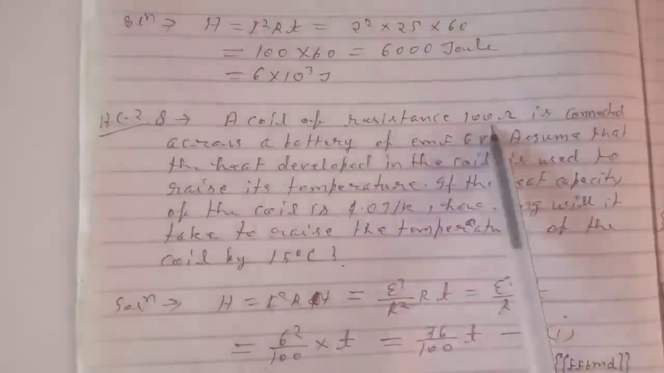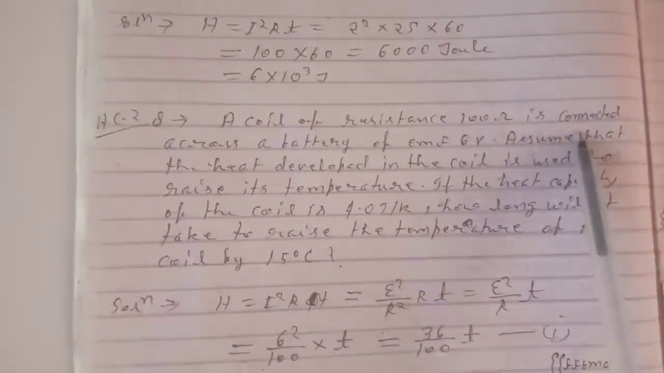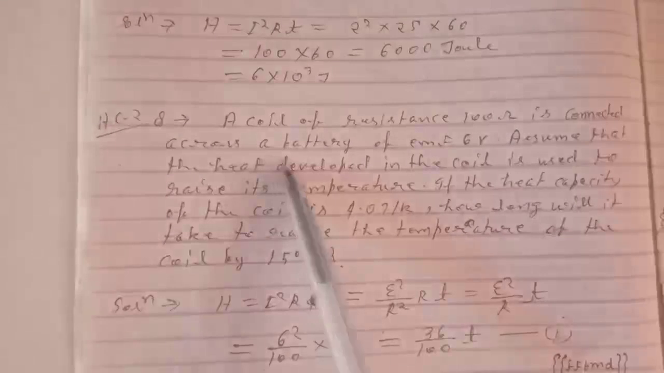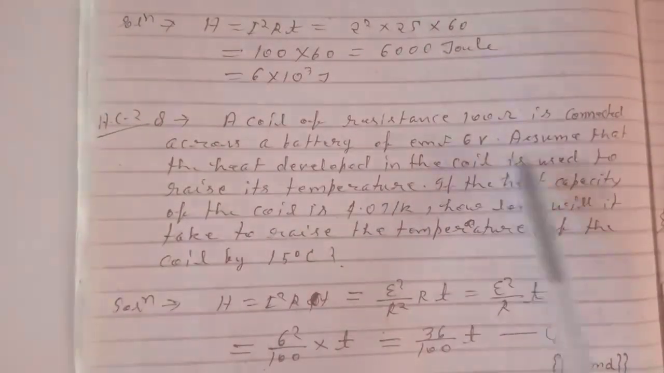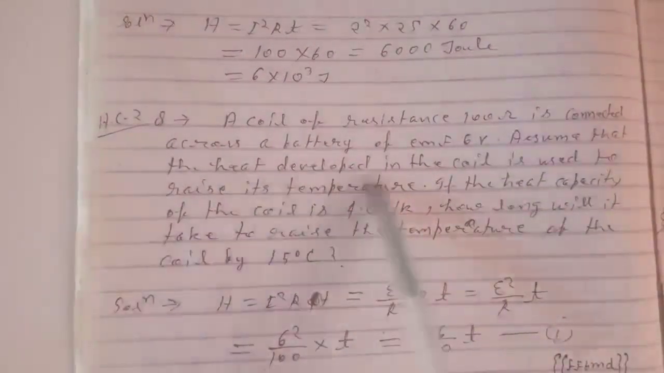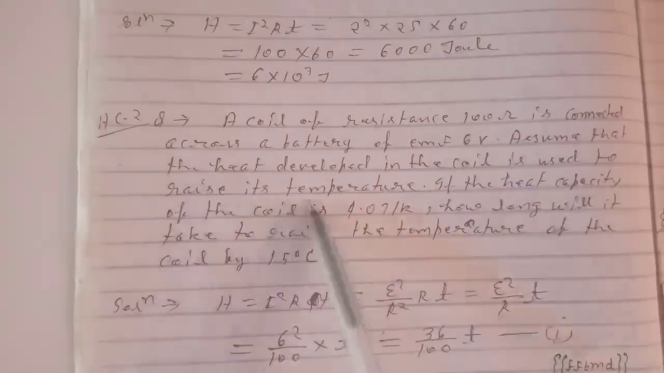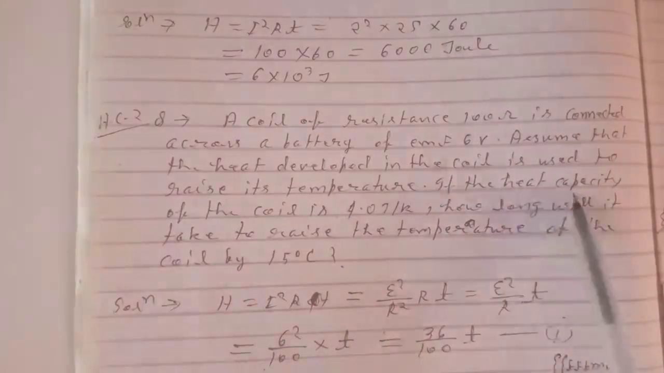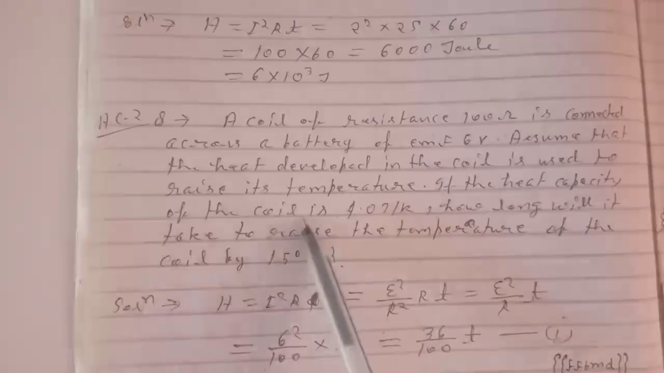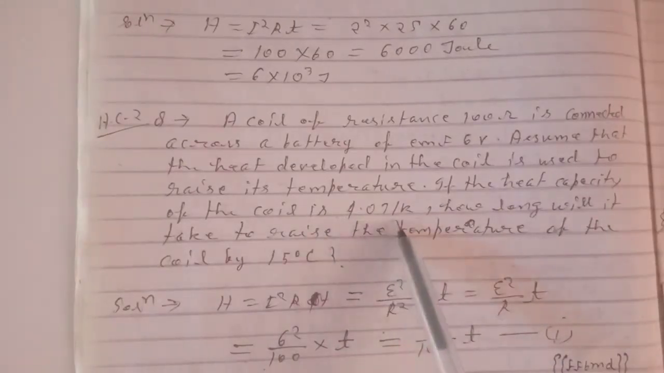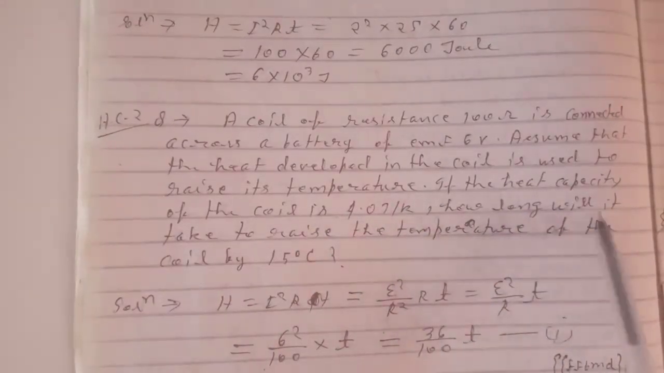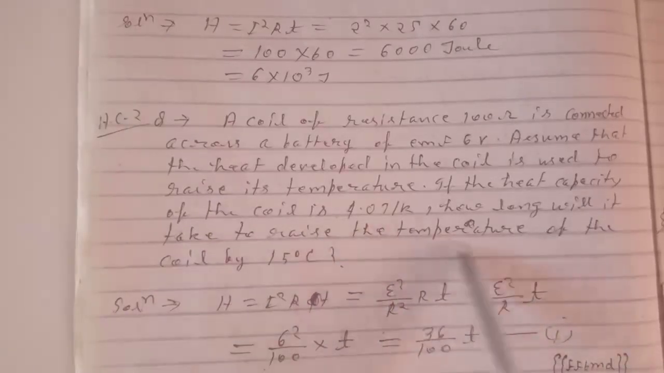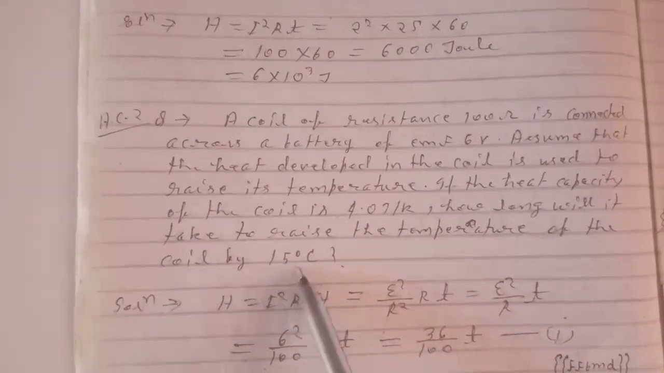Question: a coil of resistance 100 ohm is connected across a battery of EMF 6 volt. Assume that the heat developed in the coil is used to raise its temperature. If the heat capacity of the coil is 4.0 joule per Kelvin, how long will it take to raise the temperature of the coil by 15 degrees Celsius?